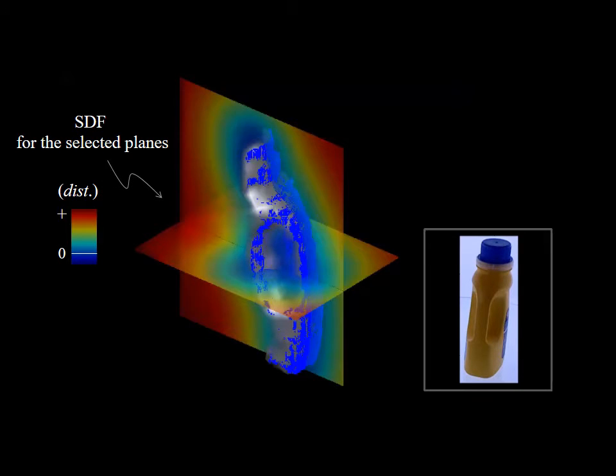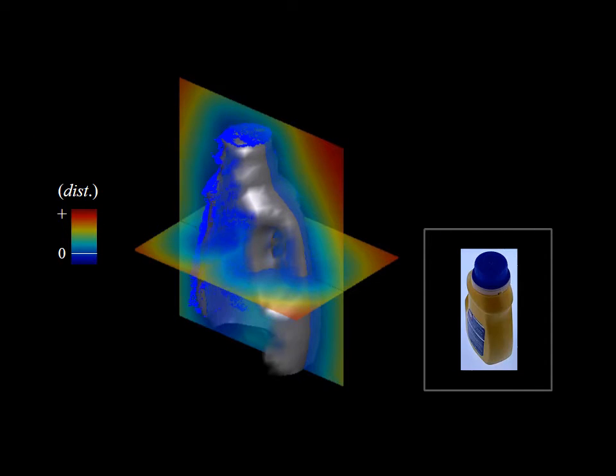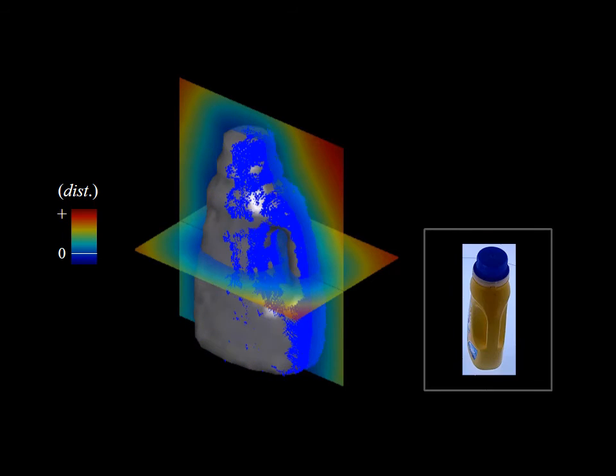We show the signed distance function at certain cross-sections of the object. As we observe more data, we can obtain a complete continuous 3D mesh of it.